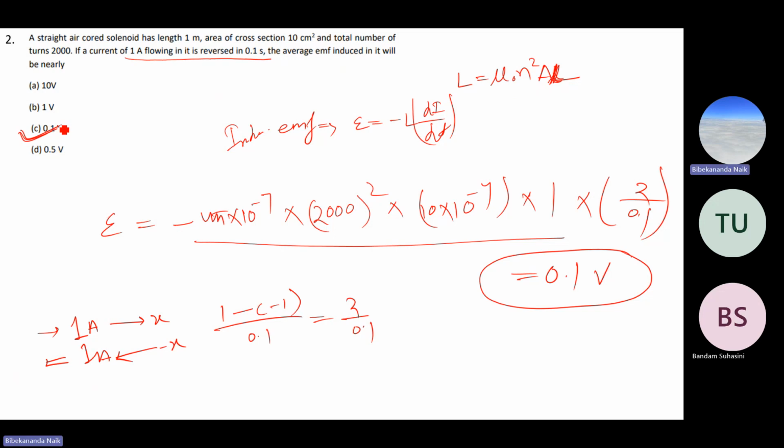Now there is a trick in this question: the current of 1 ampere flowing is reversed. The 1 ampere current being reversed means the direction changed exactly opposite to the initial direction. So 1 ampere changed to minus 1 ampere, so the total change in current is 2 ampere. Since we are considering only the change in current, there will be no sign. We are taking the magnitude of the change in current with respect to time. So it will be 2 by the time, which is 0.1 second. So this will be the induced EMF, which is 0.1 volt.